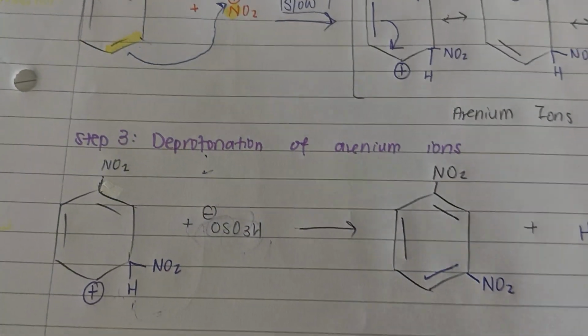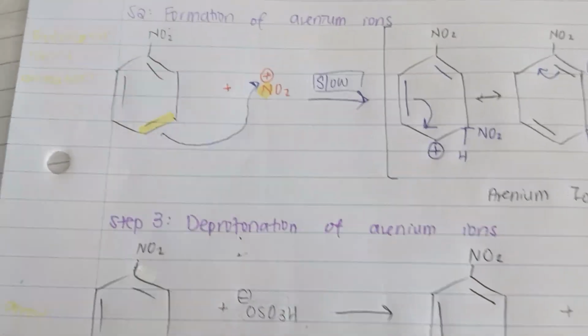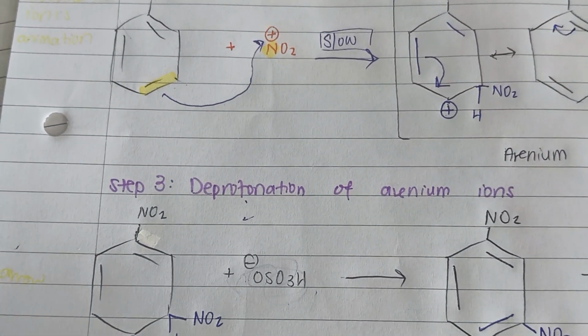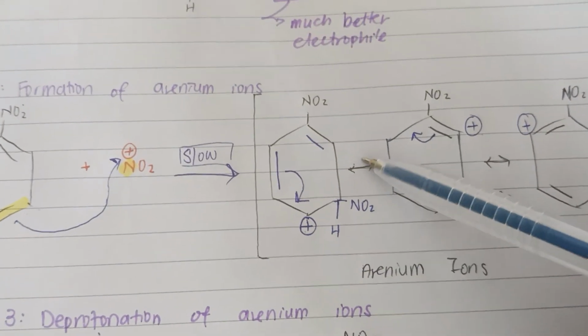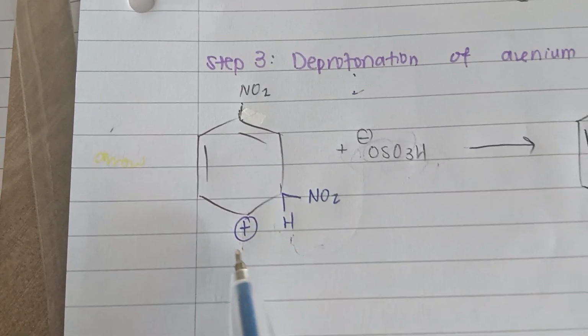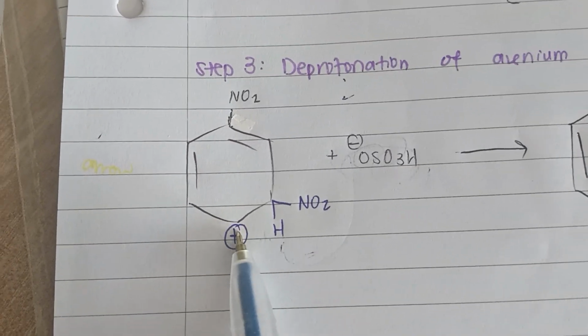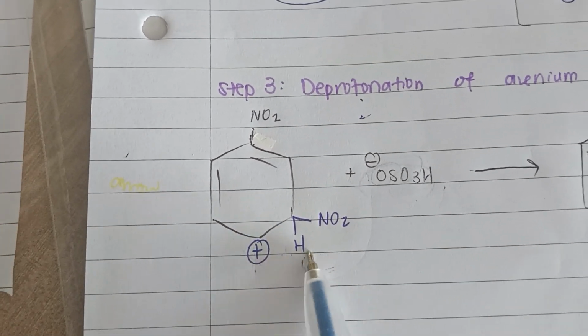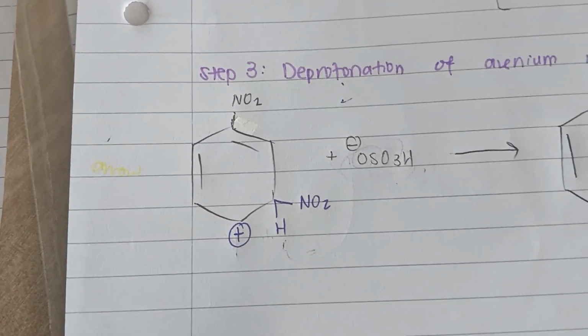The audacity of these buses, man. Jeez. Okay, for the third step, the deprotonation of the arenium ion, copy back this first arenium ion for your reaction. Boom, like that. Okay, usually the H atom and the positive carbon are next to each other for this reaction.